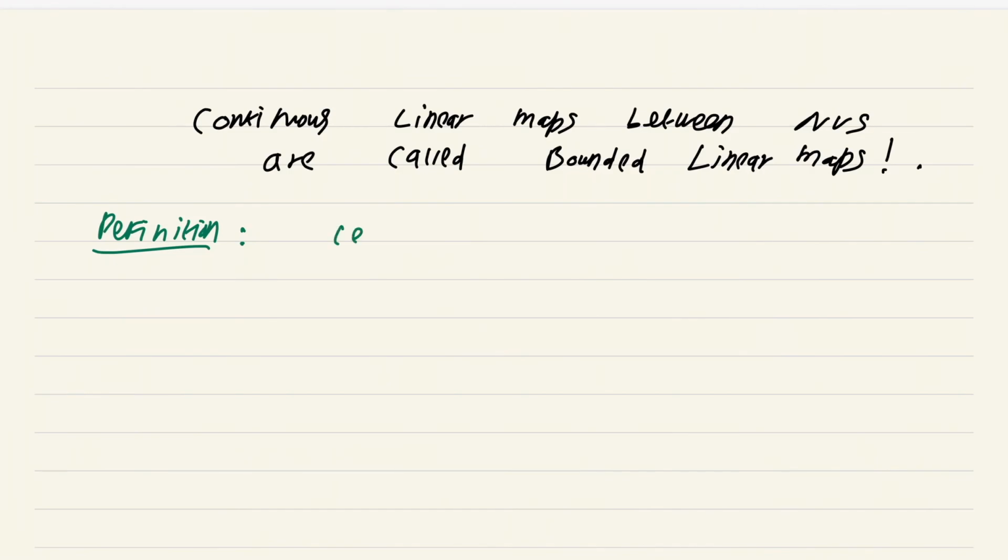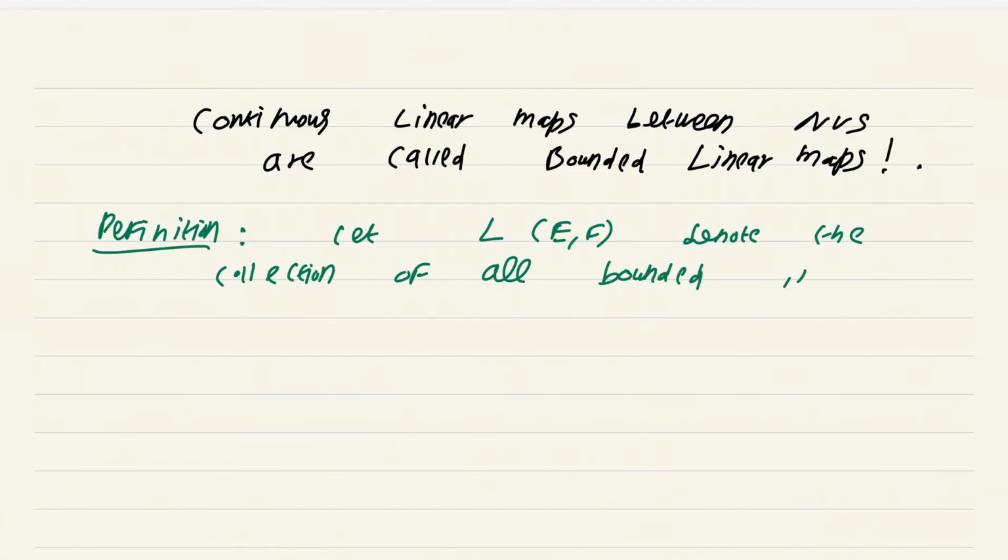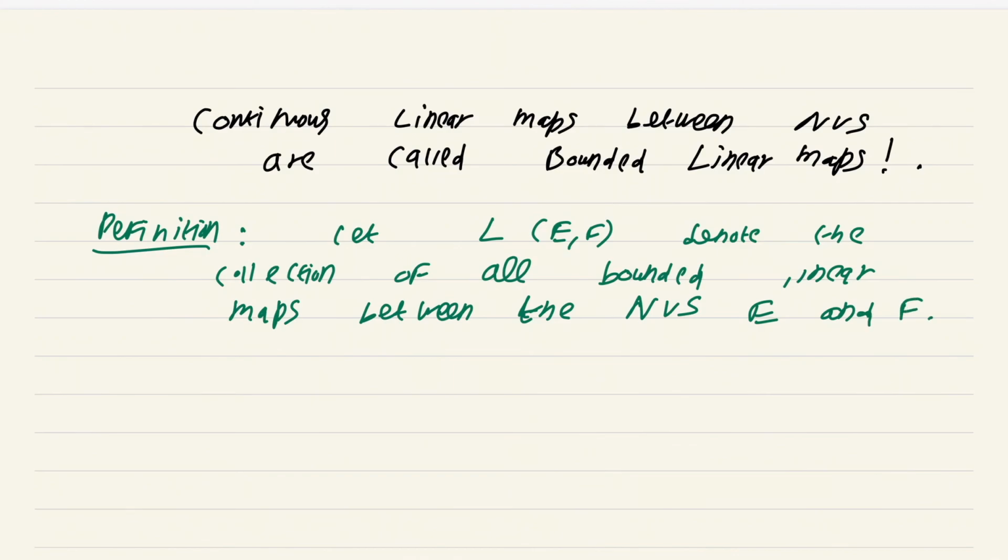Let L(E,F) denote the collection of all bounded linear maps between the normed vector spaces E and F. Okay, I'm going to violate my own thing that saying continuous is better. I'm going to follow the norm, no pun intended, of calling continuous linear maps bounded. Okay, so we consider the collection.